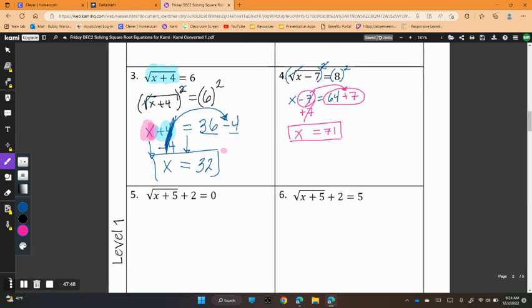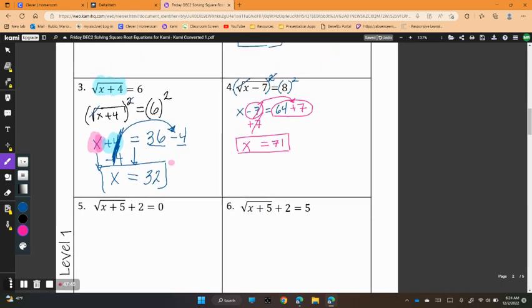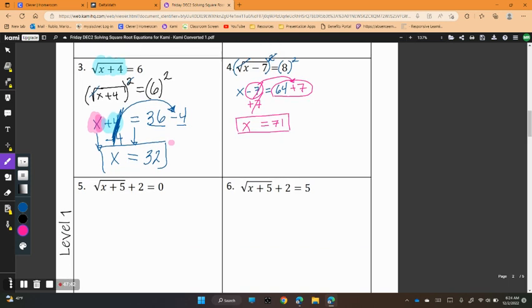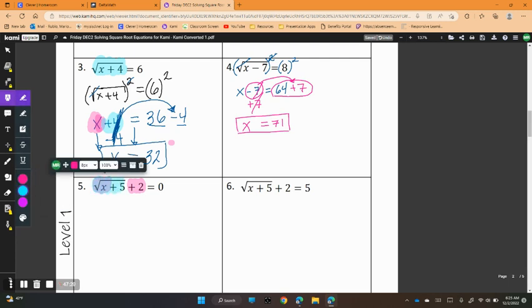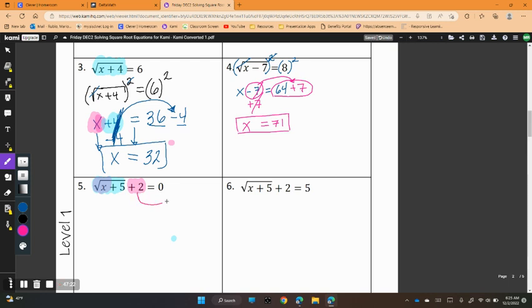All right, let's look at 5 and 6. Now we're adding a little bit more complication to it. Not only do we have a number that we're adding on the outside, but we've also got a number that we have on the inside. So this is the thing we're going to do here, is that we need to do the outside first. So we need to bring this 2 to the other side of the equal sign, and then we can get rid of that radical. So let's start with the first step.